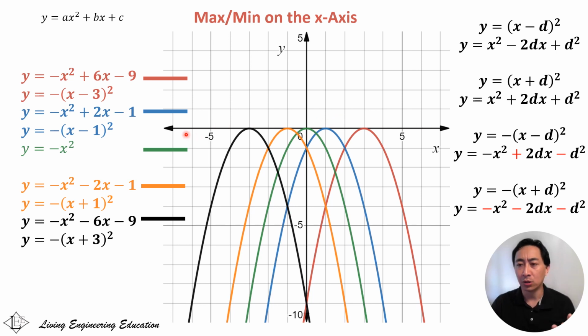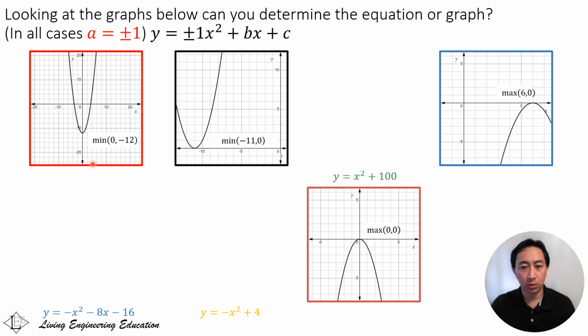Okay, so now I want you to try to use the same methods to identify the max or min, or identify the equation when given a graph. And I'll give you a couple example problems in the next slide. Okay, so I have 7 problems here for you. In all cases, just to keep it simple, I've set a to be plus or minus 1. So it's going to be either plus x squared plus bx plus c, or negative x squared plus bx plus c. So all you have to do is identify the b and c term.